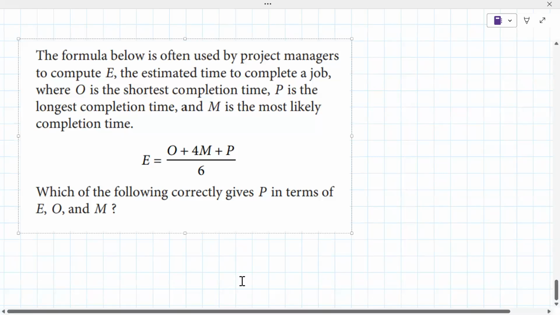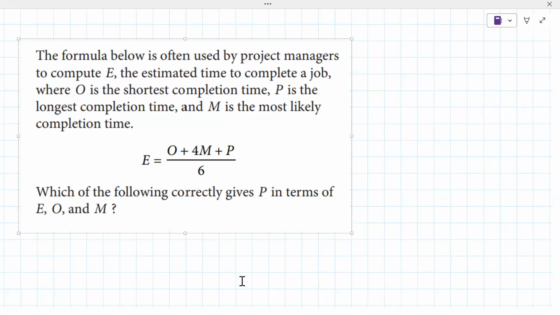So read this question to yourself, out loud, whatever you want. But what I'm looking for is for you to say in your own words what you're supposed to do to solve this.